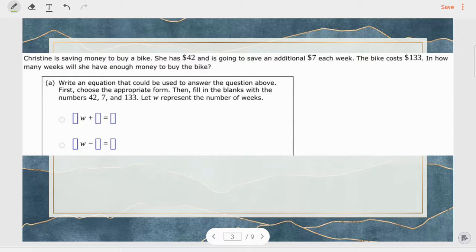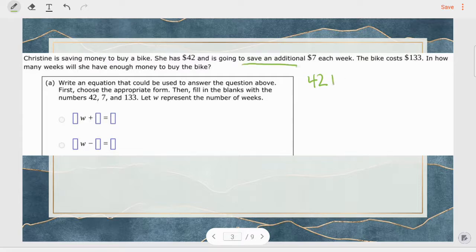It says Christine is saving money to buy a bike. She has $42 and is going to save an additional $7 each week. The bike costs $133. In how many weeks will she have enough money to buy the bike? As I read the story problem, let's think about the big picture. To begin with, what does she have? Well, she has $42. Now, what's happening past that? Is she increasing the amount that she has or decreasing?